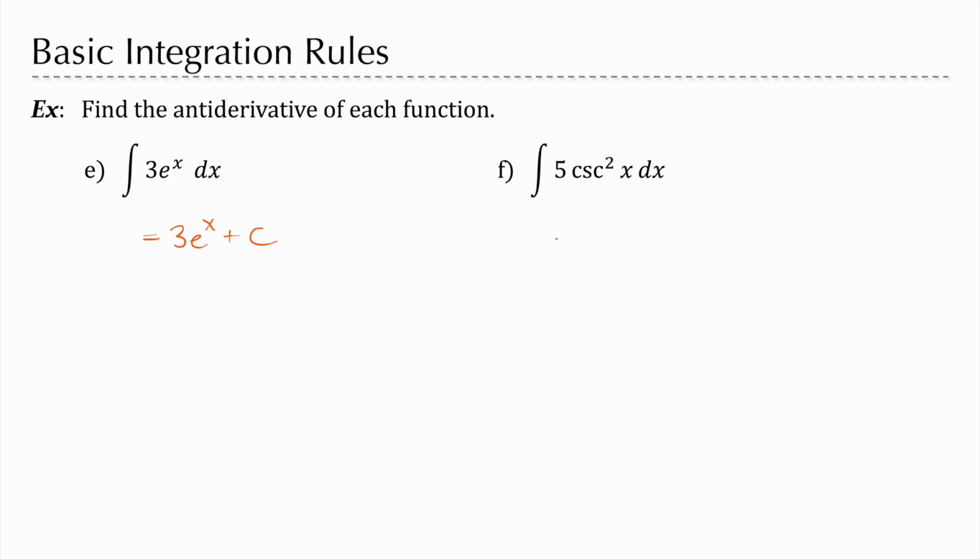For this one, we ask ourselves, what do we take the derivative of that gave us cosecant squared? Well, it's positive, so that must mean we have a negative in there. Let's copy the 5 along for the ride, and this, of course, would be cotangent plus c.